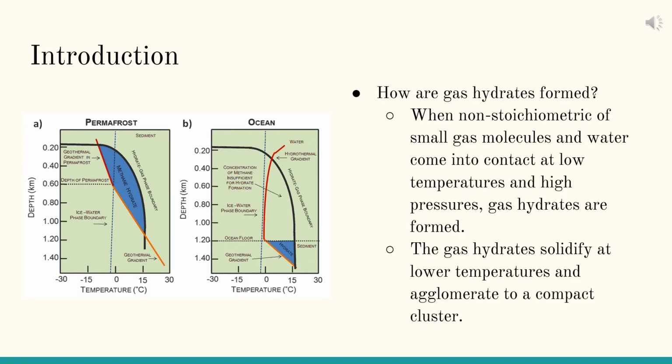So how are gas hydrates formed? When non-stoichiometric or small gas molecules and water come into contact at low temperature and high pressure, gas hydrates are formed. The gas hydrates then solidify at low temperature and agglomerate to a compact cluster.